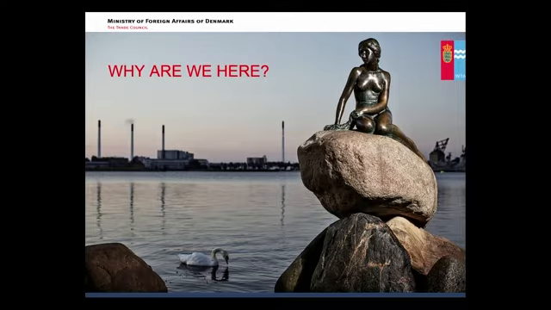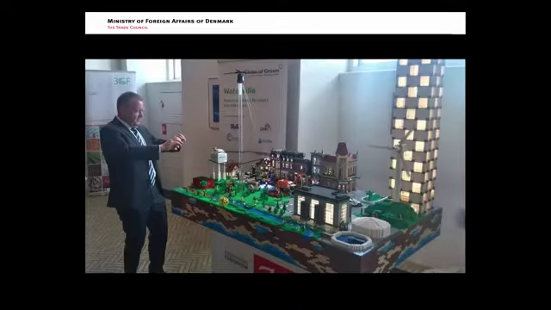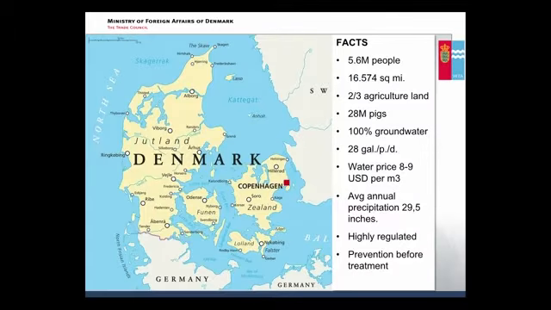So the country of Denmark has a vision to be a world leader within water technology. And we need to collaborate to achieve that. And also, you might know us for Lego. So this is a big Lego model of the Danish water system, and this is our Prime Minister proudly taking a photo of it. I'm going to come back to the Lego shortly.